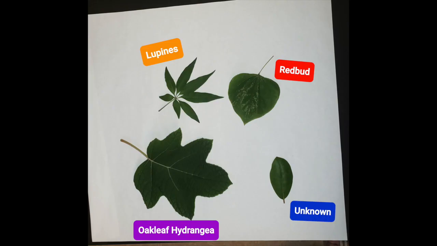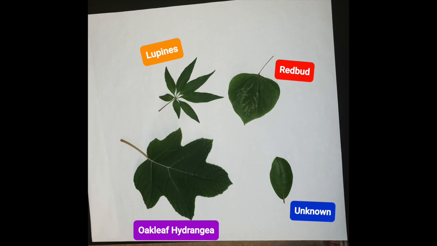These are the samples I collected from outside of our building. The marijuana looking leaf is actually called a lupine. We have a red bud, an oak leaf hydrangea, and an unknown leaf. I call it unknown because as I was walking around I found it on the sidewalk, decided it looked great, and it is a part of the collection now.